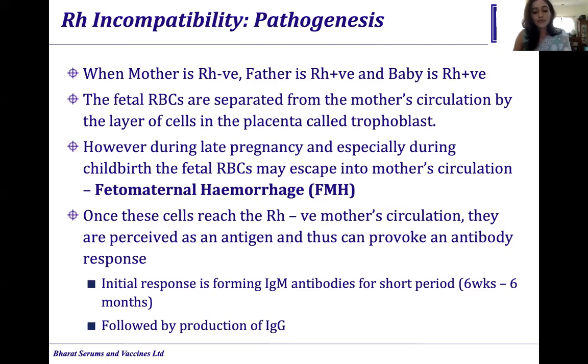It happens due to the fetal-maternal hemorrhage, which can occur during pregnancy or around delivery, postpartum. Once these RH positive RBCs of the fetus reach the mother's circulation, they are perceived as a foreign antigen and provoke an antibody response. The initial response will be IgM antibodies, which last for a short period, 6 weeks to 6 months, and eventually the production of the IgG antibodies starts.